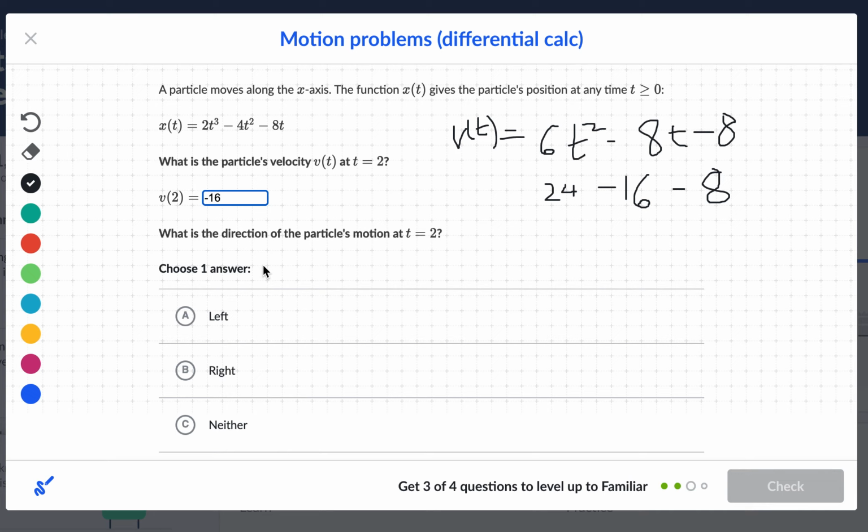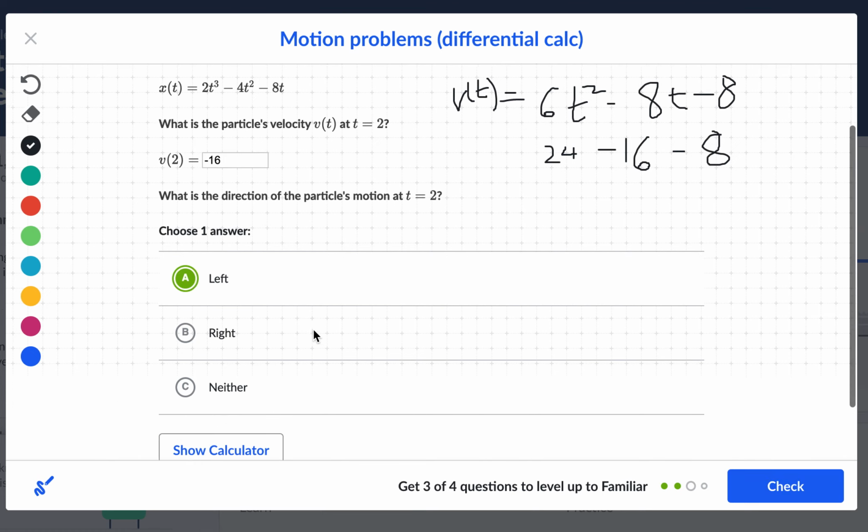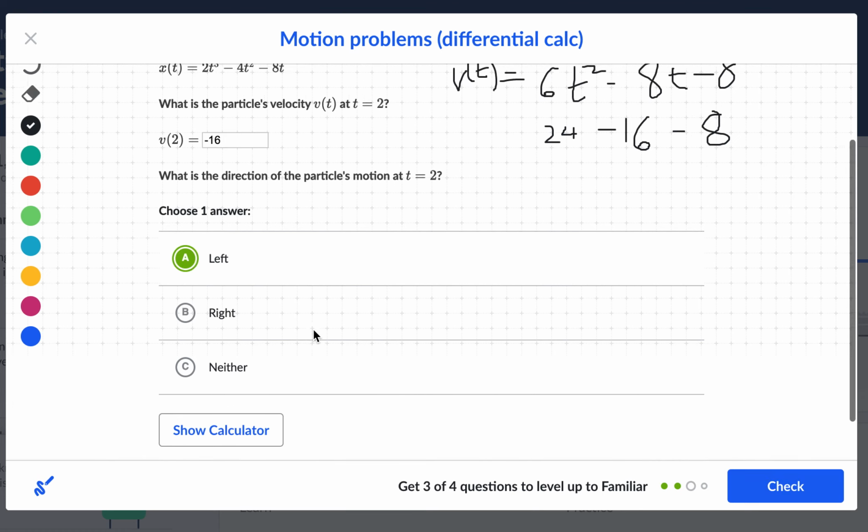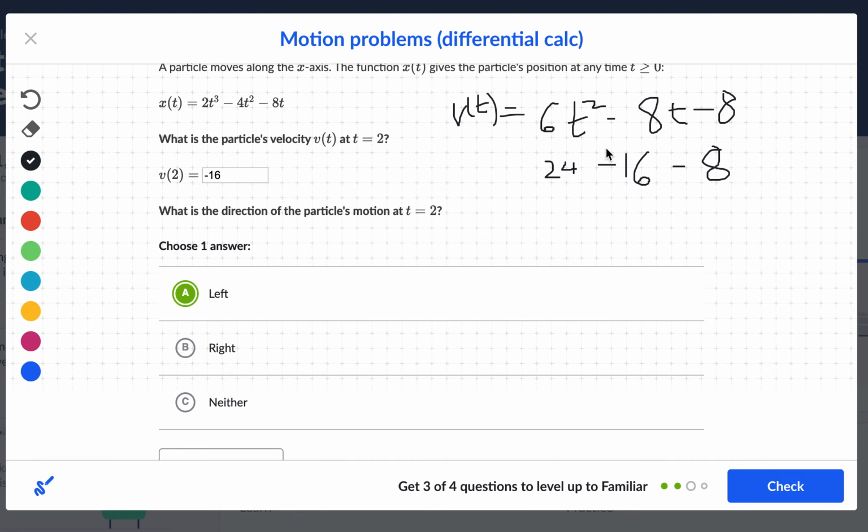And then what is the direction of the particle's motion at that point? So the velocity is negative, so it is moving to the left. Okay, fairly straightforward. There are some that will deal with, I believe, acceleration, and you have to be able to do both derivatives, but it's very, very similar to the curve sketching we did.